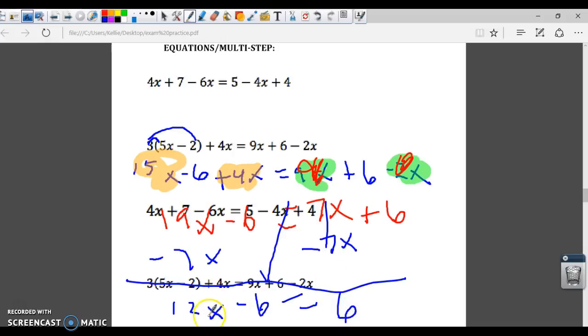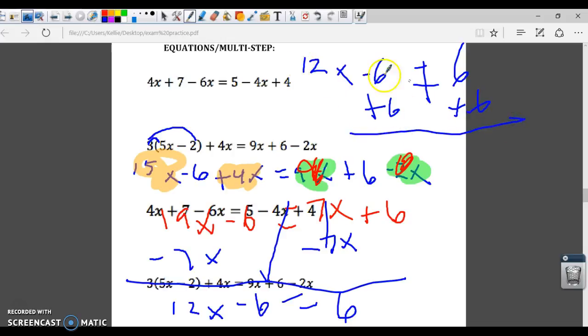Now you're back to a regular two-step equation. Let me rewrite that up here. 2x minus 6 equals 6. So you know what to do from here. Add 6 to both sides. Okay, so that gets me 12x, that canceled out, equals 12. Divide by 12, divide by 12, again, x equals 1, assuming I did all the math right.